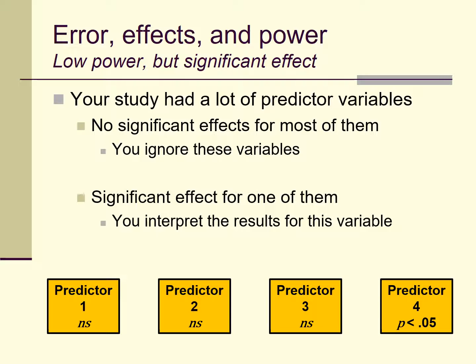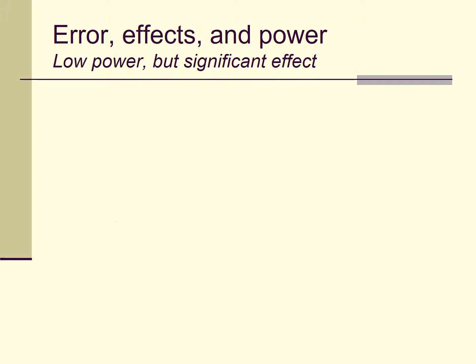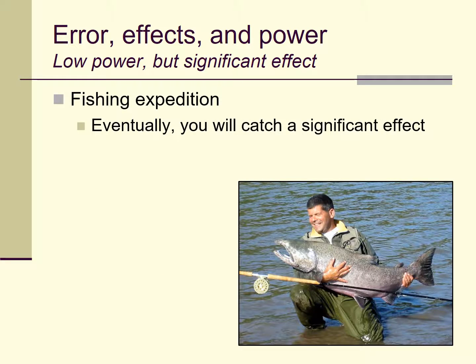So predictor 1, no significant effect. Predictor 2, no significant effect, and so on. And by the time you get to predictor 4 or predictor 5 or predictor n, you get lucky and p is less than 0.05, and that's the one that you talk about and focus on, ignoring all those previously non-significant, at least apparently non-significant analyses. If you do this, we might describe your analytic approach as a bit of a fishing expedition. You keep on casting the line and eventually you catch something.